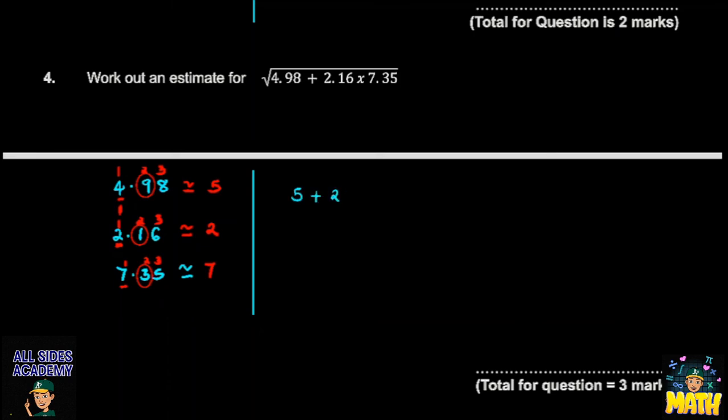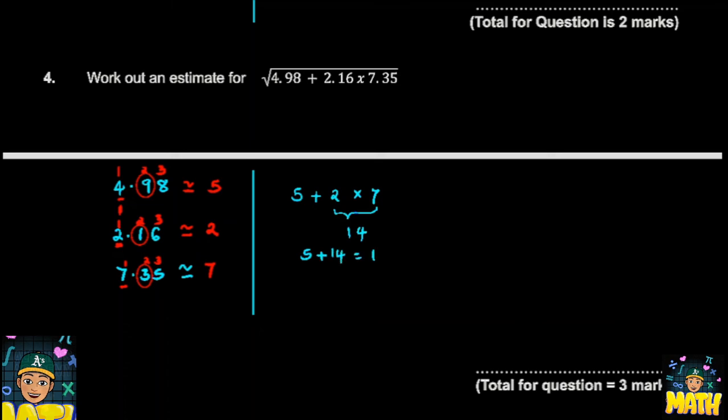So 5 plus 2 times 7. Start with multiplication first. 2 times 7 is 14. In BIDMAS, we have to start with multiplication and then addition. So in this case, we multiply 2 times 7, which is 14, and then 5 plus 14, which is 19. Now the square root of 19.